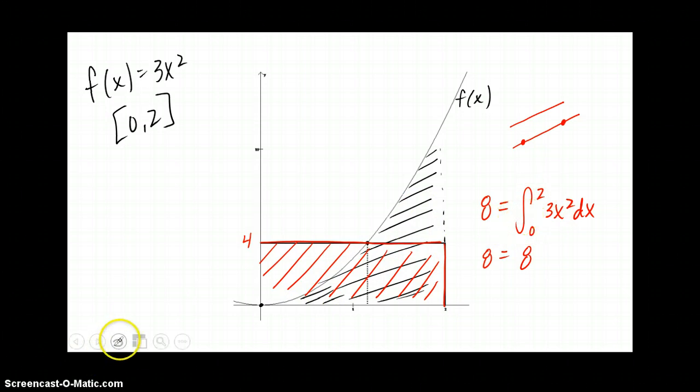Now, like I had asked before, where does the mean value rectangle intersect the function? That's the information we get from the mean value theorem, and we already found that. Where does my function intersect the rectangle? And we found that to be 2 root 3. So the mean value theorem gives us where it occurs. The average value theorem gives us the height of the rectangle.